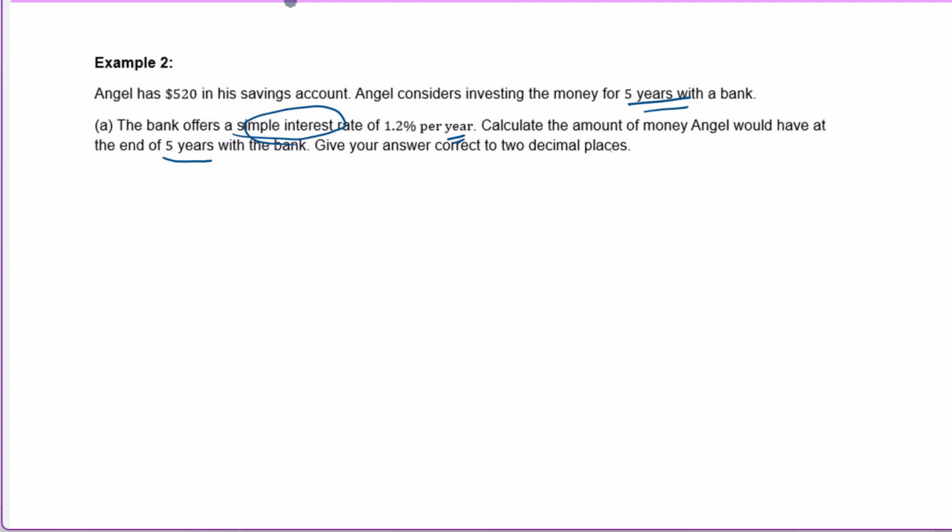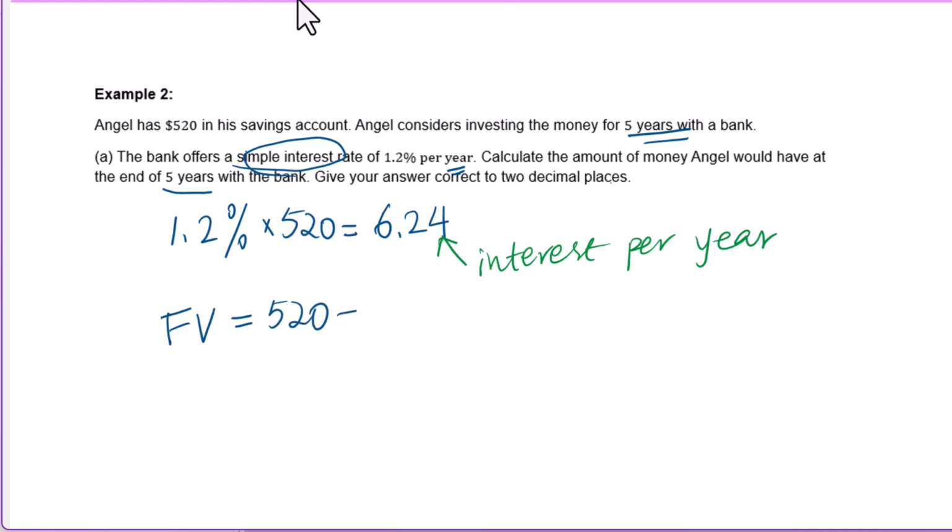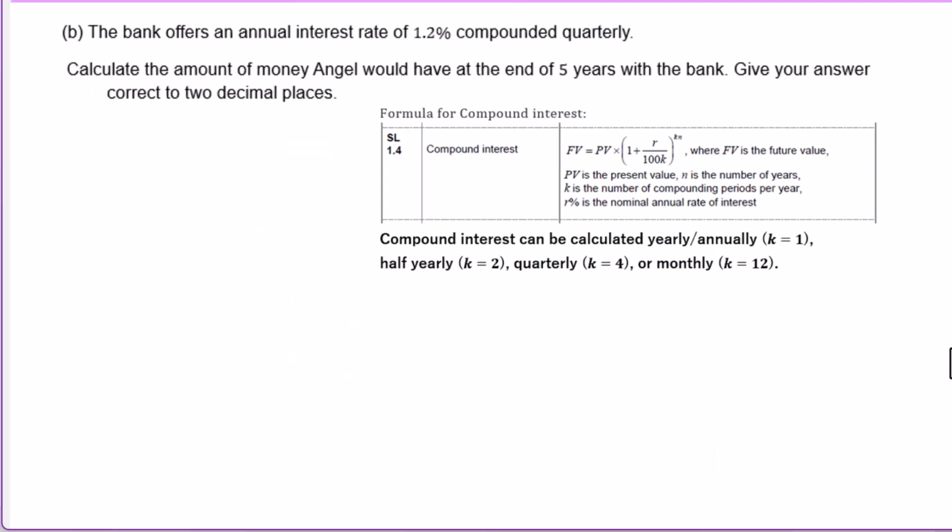Simple interest means the same interest each year: 1.2% times 520 equals $6.24. This is the interest per year. Future value in 5 years equals 520 plus 6.24 times 5, equals $551.20.